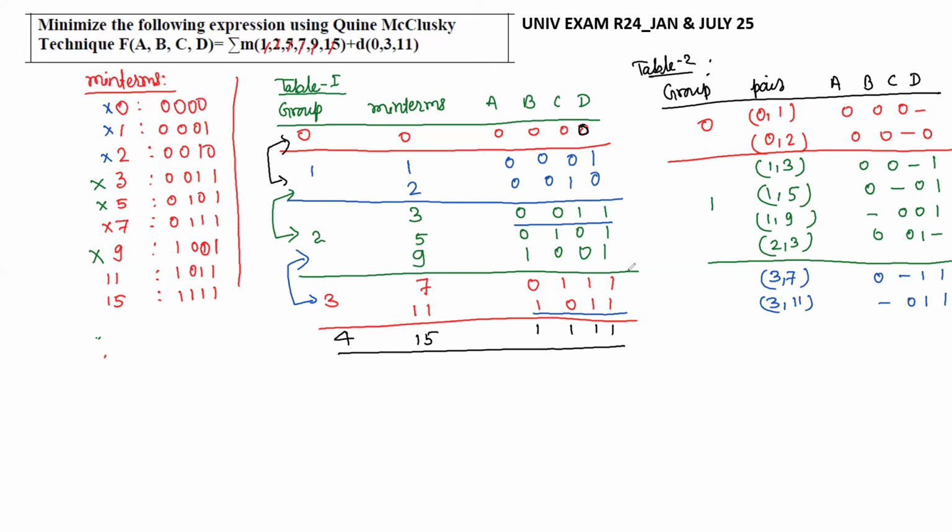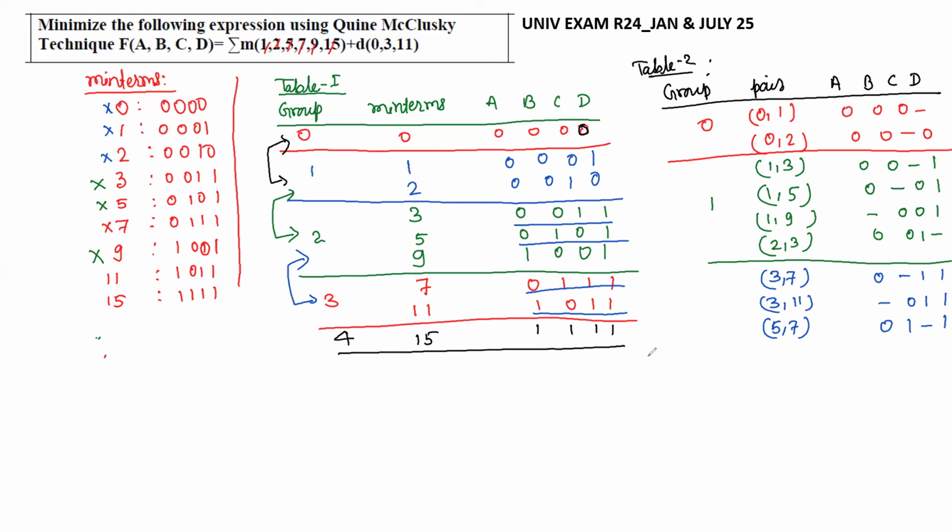5, 7, that is also possible. For 5, 7, which one is changing? This is the 5, this is the 7. Which one is changing? C. So 0, 1, dash, 1. Okay, so now 5, 7 we have completed.